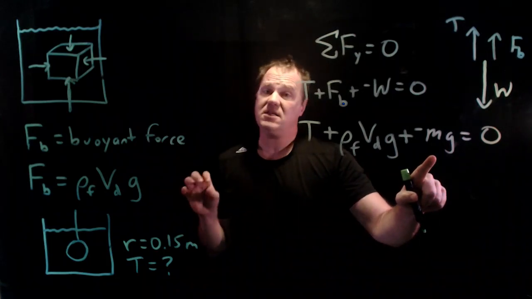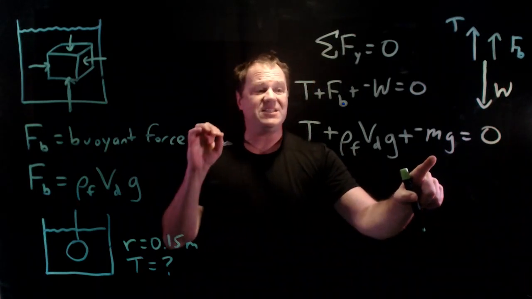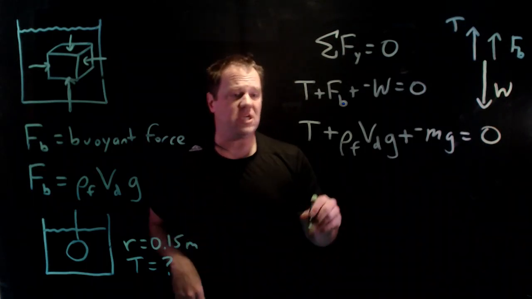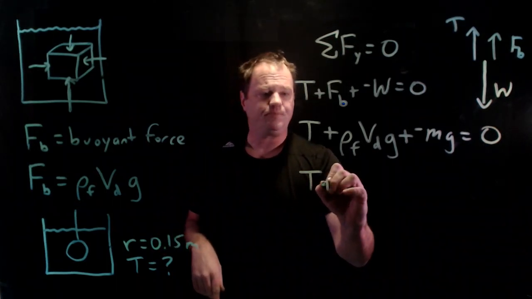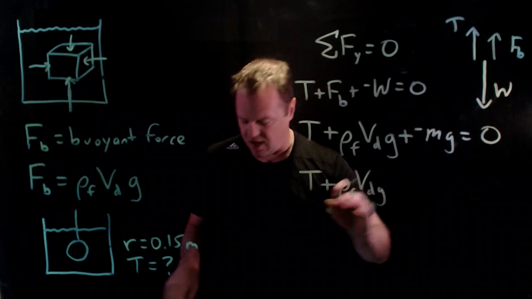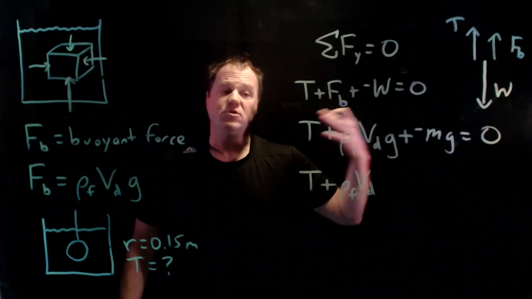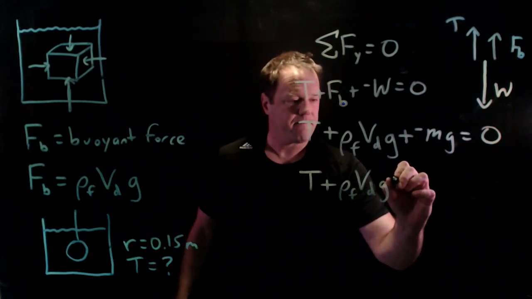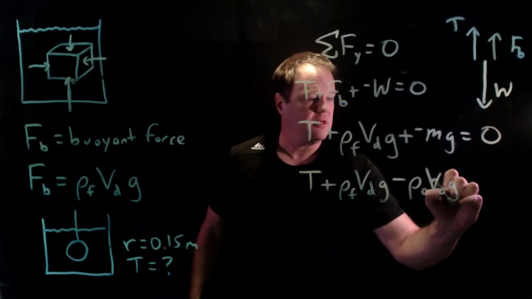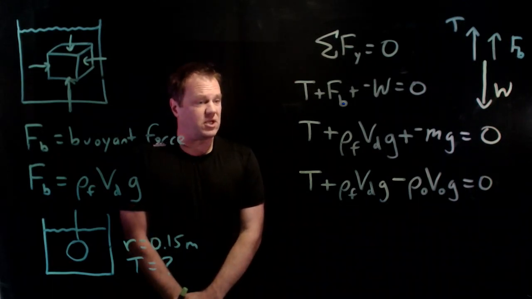Okay, but if you go back to the definition of density, we have density is mass over volume. So mass is density times volume, but it's density of the object times volume of the object. So this is where subscripts get important here. So I have tension plus, just rewriting the buoyant force once again. Okay, and instead of writing mass, I'm going to substitute in density of the object, volume of the object. Okay, let's turn that into a minus sign. So density of the object, volume of the object times G. Okay, so now I can solve for tension.